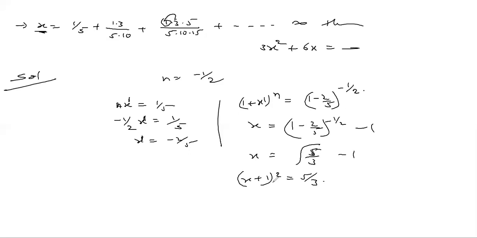Now squaring on both sides I have done. So simplify this to get the value of 3x square plus 6x. You try and check, you'll get its value will be 2. Once check this. Next problem.